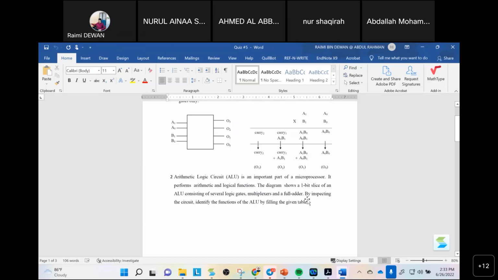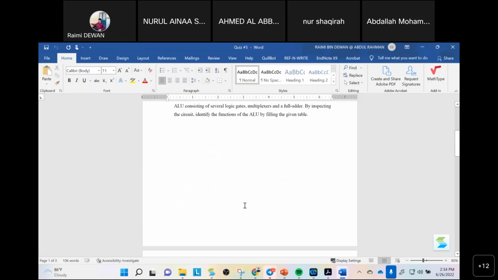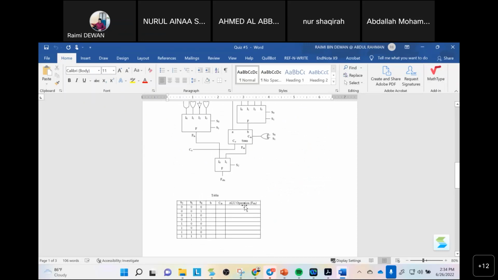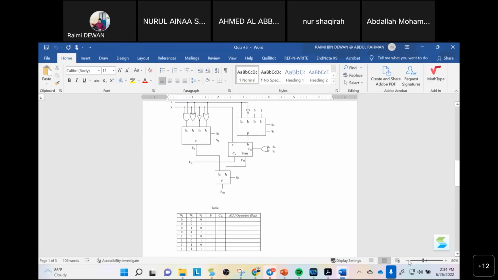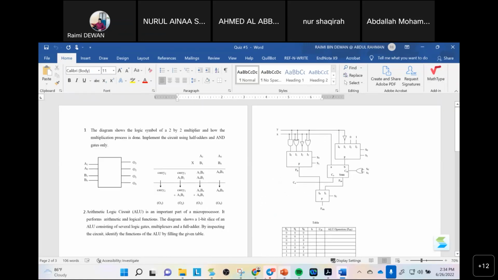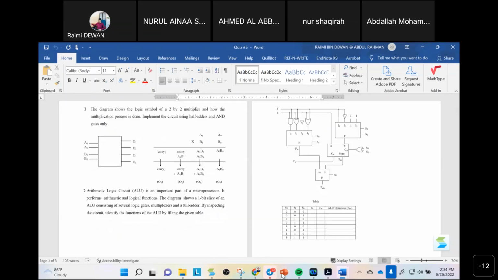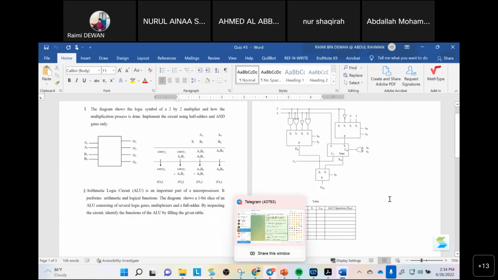Okay, by inspecting the circuit, identify the function of the ALU by filling the given table. Okay, so wait, I try to screenshot this. Okay, screenshot. No, this one.